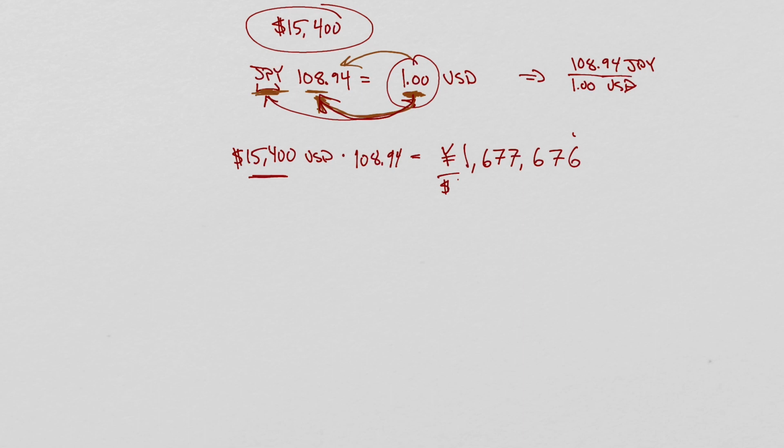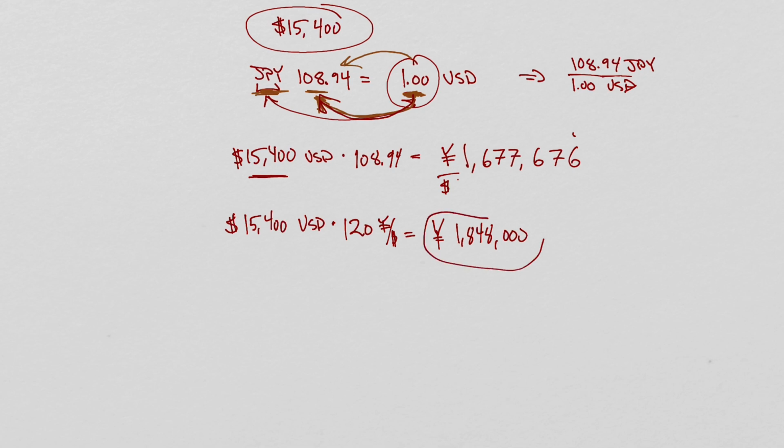Let's try one more conversion here, because I want to make a point. Let's say I have 15,400 USD, the same amount, but what if the Japanese yen is at 120 yen to the dollar? It's still we multiply, but the number that we get is bigger as well.